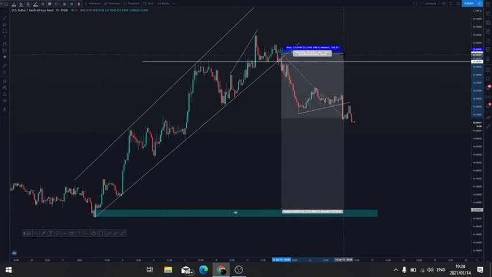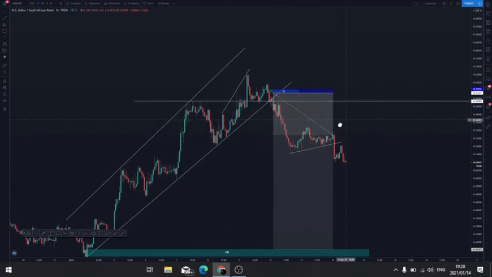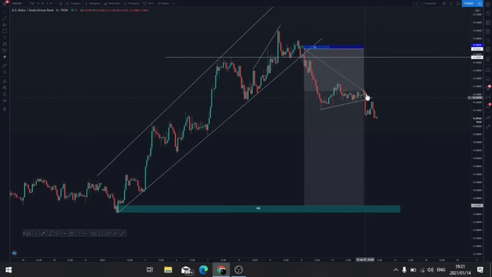Here's the correction that we had. Then we had a break of our trend line. We have a break of our channel. Then over here, this is a retest. A retest.